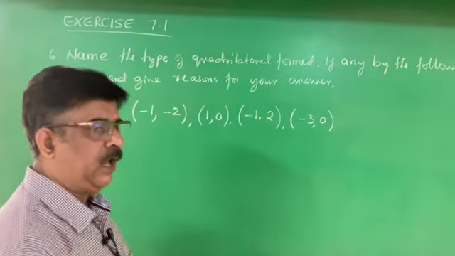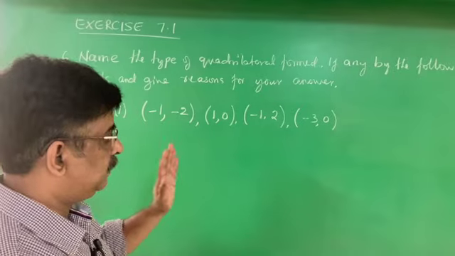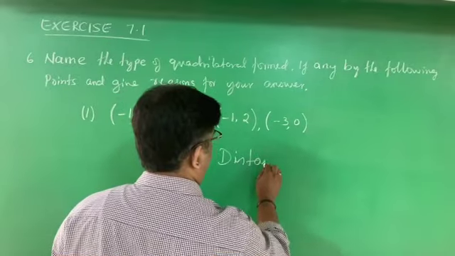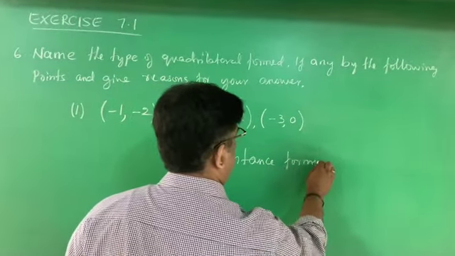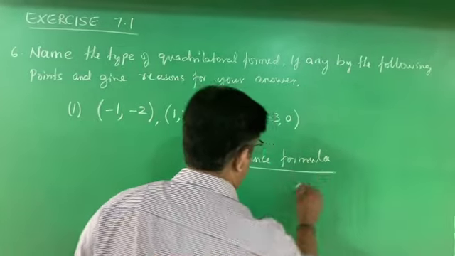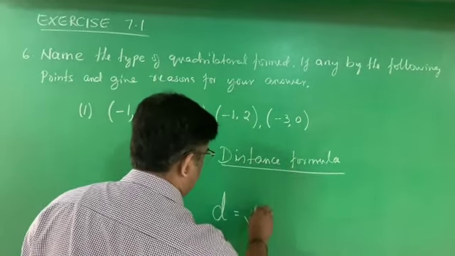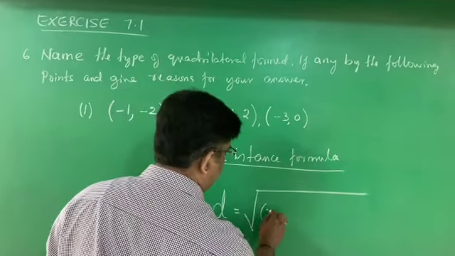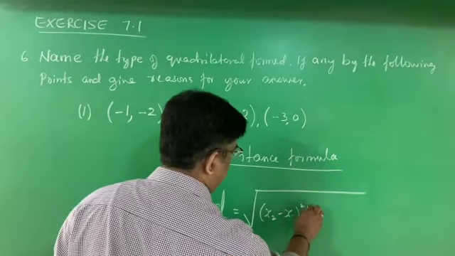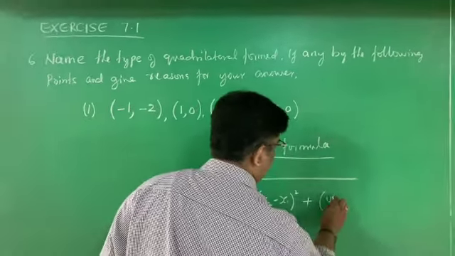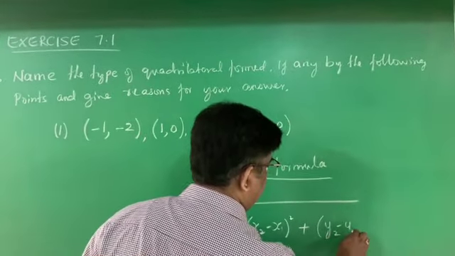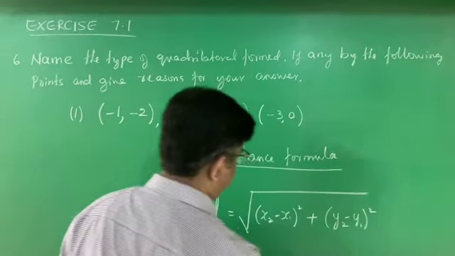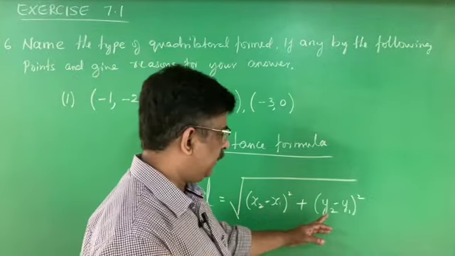For that, the formula we use is the distance formula. I write the formula first. You have to write the distance formula for each and every problem. Distance formula: d is equal to square root of (x2 minus x1) whole square plus (y2 minus y1) whole square. So write it down, otherwise it becomes a mistake: (x2 minus x1) whole square plus (y2 minus y1) whole square.